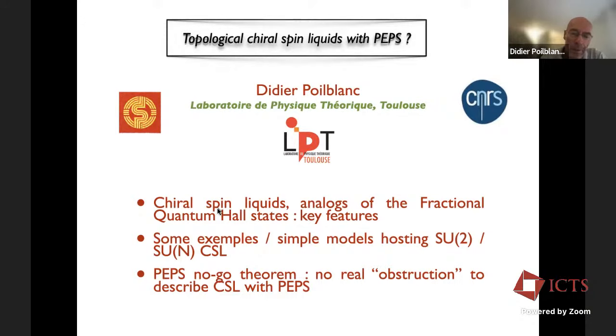The outline is the following. First, I will give you some general remarks about what we believe are chiral spin liquids, and some analogy with what we know very well, which is the physics of the fractional quantum Hall effect. Then I will show you some examples of simple models that we believe do host chiral spin liquids. They can have SU(2) symmetry, as usual spin systems in condensed matter, or even more exotic SU(N) symmetry that can be realized in cold atom systems, for example. And then I will focus on a recent result we've been looking at, which has to do with a conceptual issue and a so-called no-go theorem that we were worried about, and I will tell you how it goes.